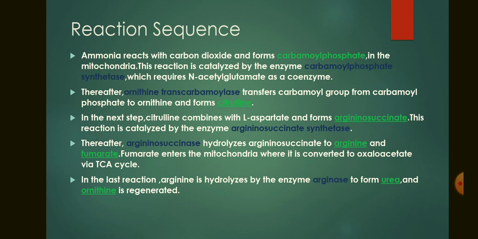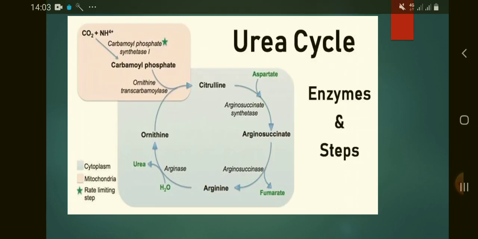In the last reaction, arginine is hydrolyzed by the enzyme arginase to form urea, along with ornithine. And this ornithine is regenerated in the cycle. As ornithine is also generated during this last reaction, the cycle is also known as the ornithine cycle. So this much for today.